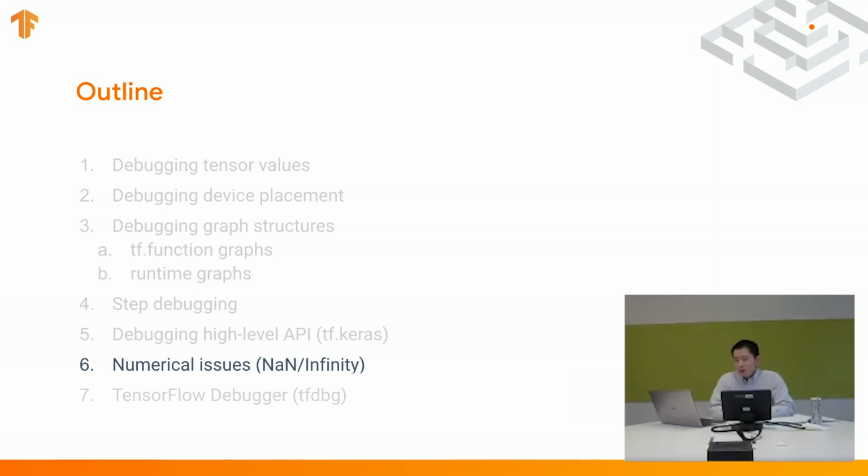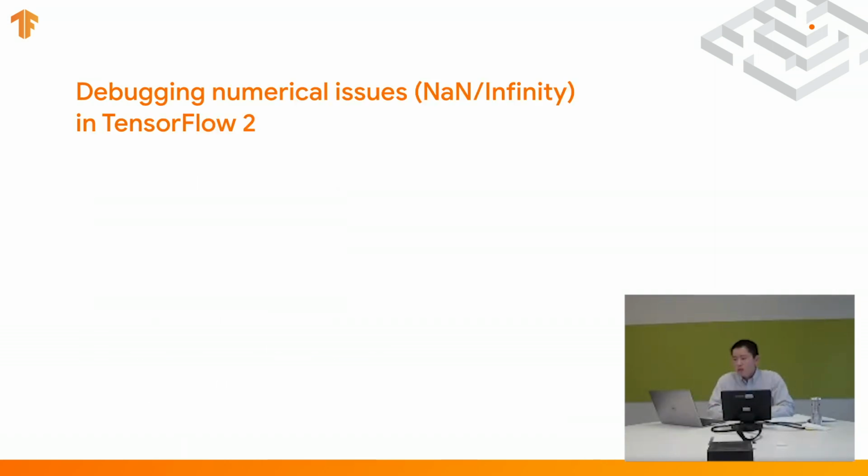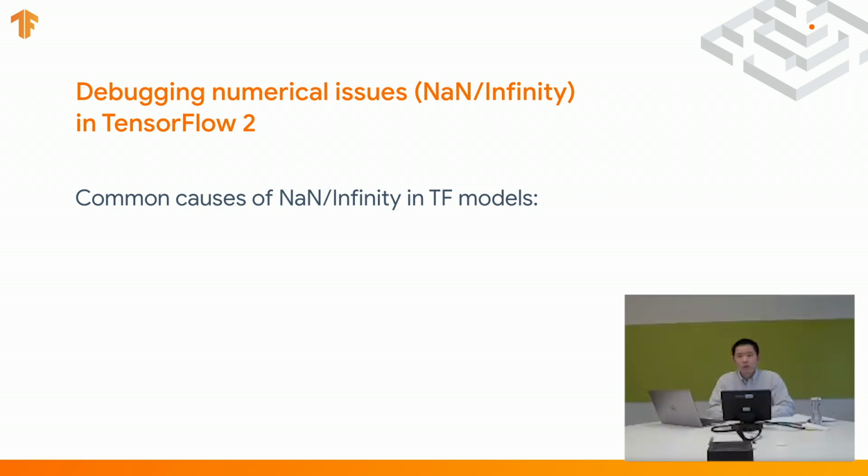Okay, so having covered high-level API debugging, let's move on to the next section, which is about how to debug nans and infinities in your models. That's a very frequently occurring debugging task in TensorFlow, and it probably accounts for about half of the questions that we get asked. So before talking about the tools, I want to show you some common causes for nans and infinities in TensorFlow models.